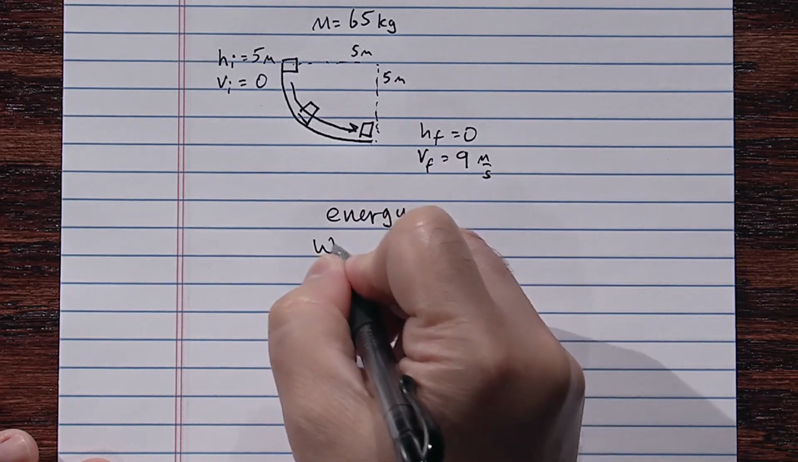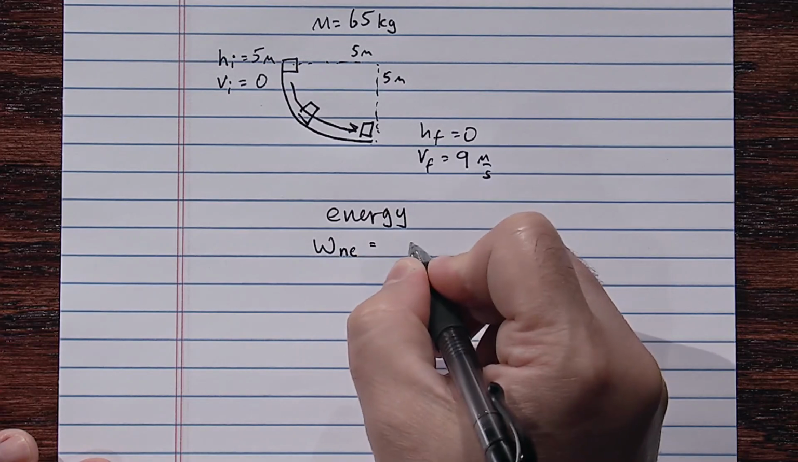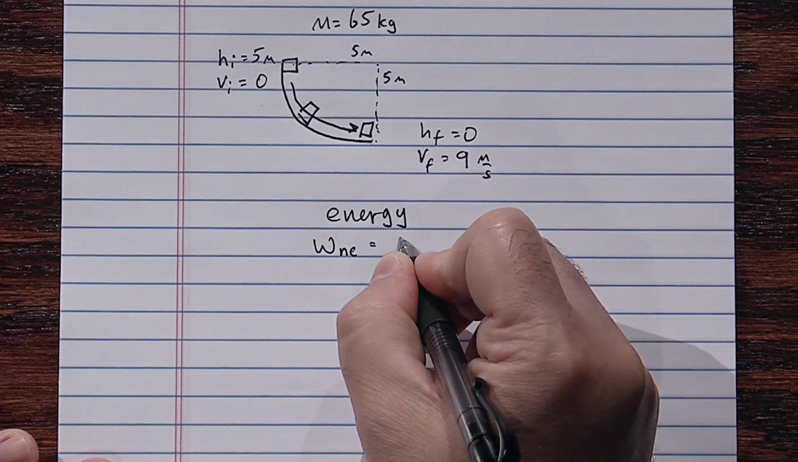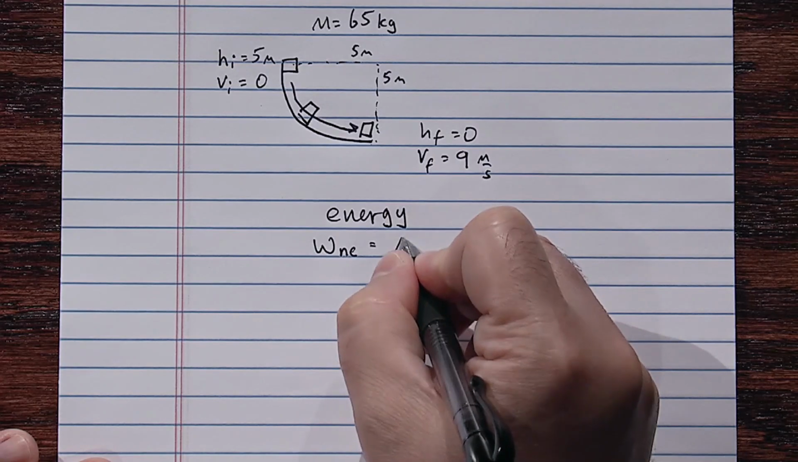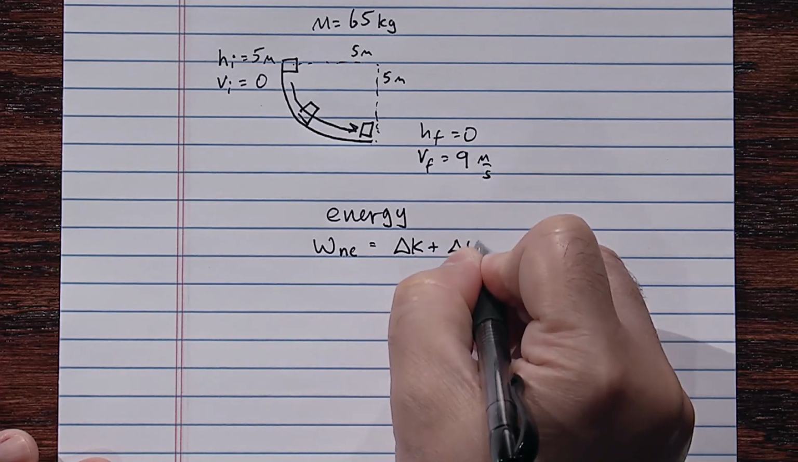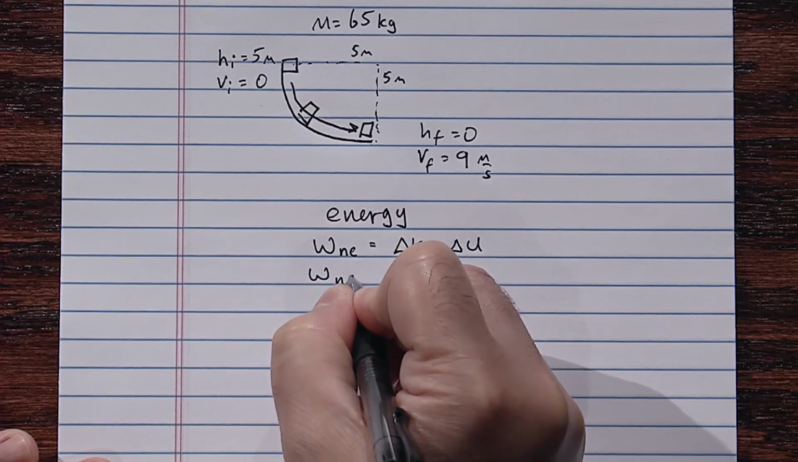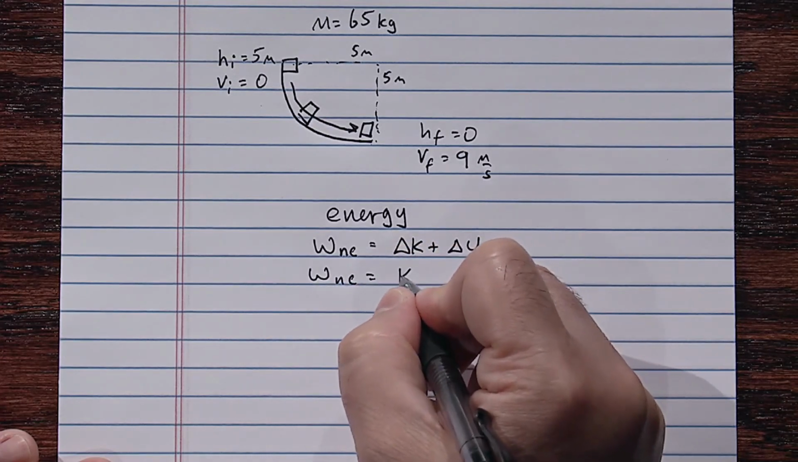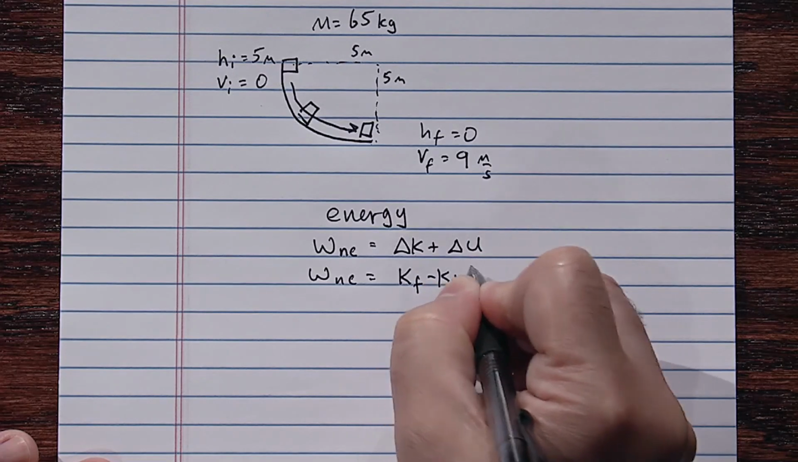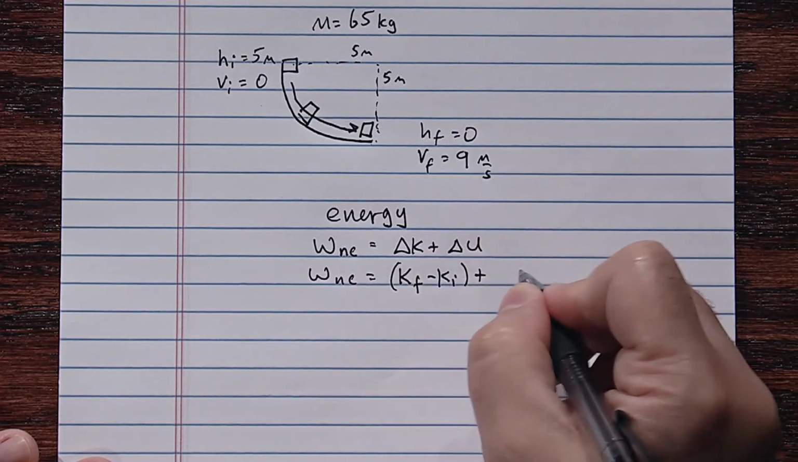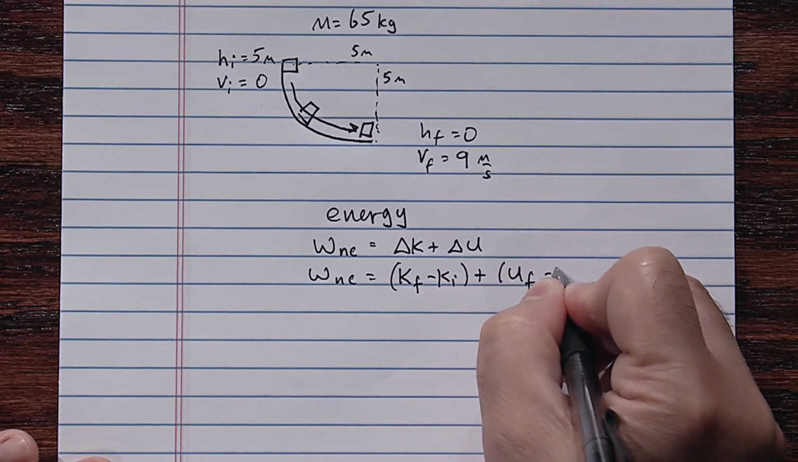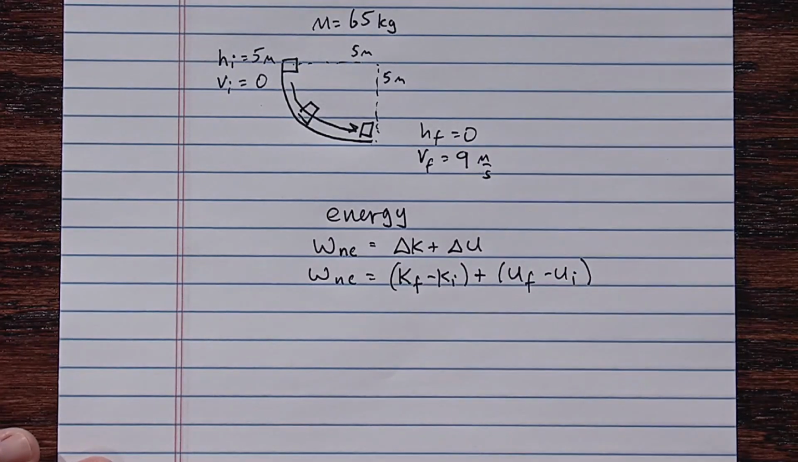And then we would write down the work done by non-conservative forces is equal to change in kinetic energy plus the change in potential energy, or the work done by non-conservative forces is equal to kinetic energy final minus kinetic energy initial plus potential energy final minus potential energy initial. And we stop at this point and think which of these terms are 0. Often in energy situations, you will have 0 for many of these quantities.